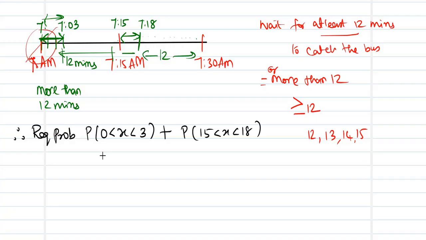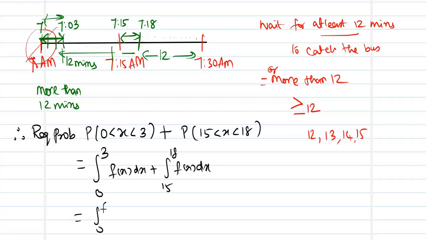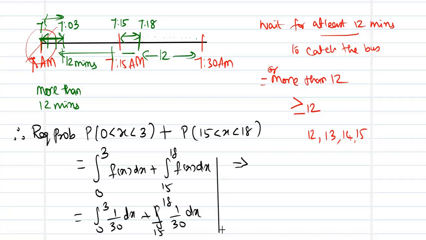Okay, so now moving to the integration part. This is the integral from 0 to 3 of f of x dx, and the second case is the integral from 15 to 18 of f of x dx. So this is the integral from 0 to 3 of 1 by 30 dx plus the integral from 15 to 18 of 1 by 30 dx. You can take 1 by 30 outside as common. Then you will be left with x between 0 to 3, and the integral of dx is x between 15 to 18.